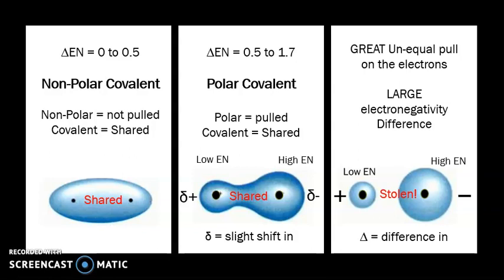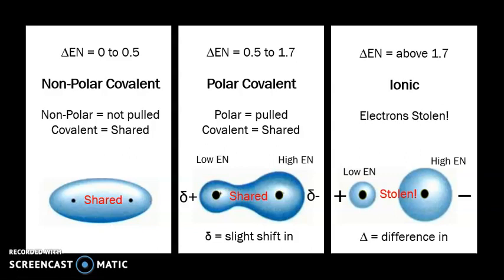We have this great unequal shifting of electrons. Nothing is being shared. Do you think we're going to use that word covalent anymore? No, because covalent means shared. So let's come up with something else. That number, the difference in electronegativity between these two atoms, has to be above 1.7. We call this an ionic bond, and this is where the electrons are stolen.